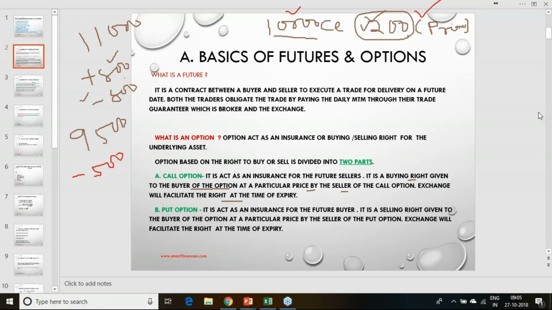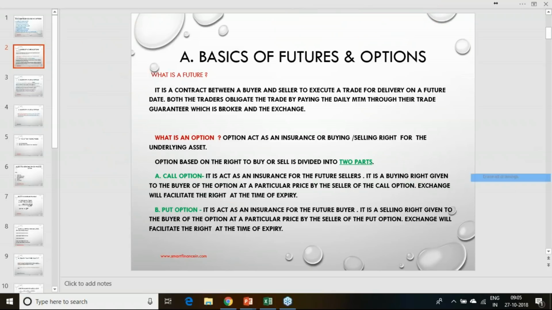It is the same way with the put option. This also acts as an insurance as well as a right. It is an insurance for the future buyer. If anybody buys a future contract, the put option acts as an insurance. If the future buy trade goes against him, then the put option protects him. So if you are a seller of a future, the call option acts as an insurance for you. If you are a buyer of a future, then the put option acts as an insurance for you.